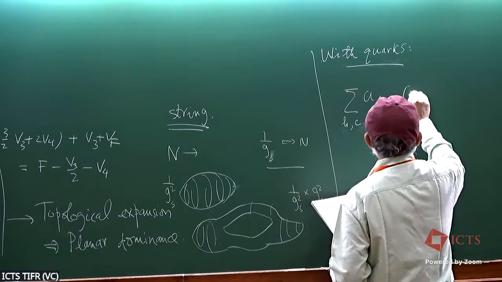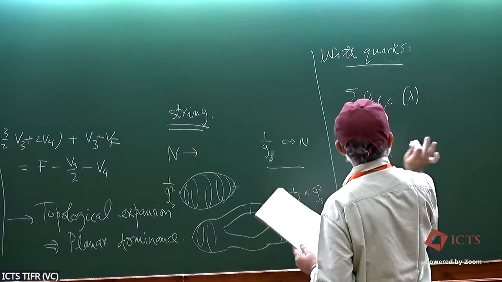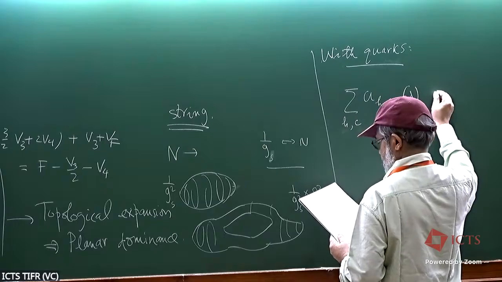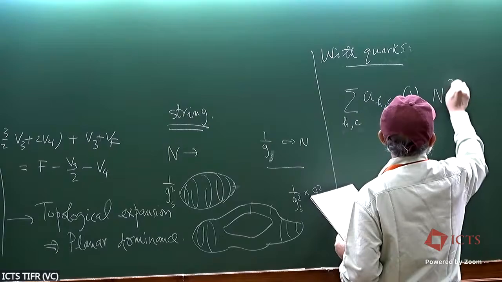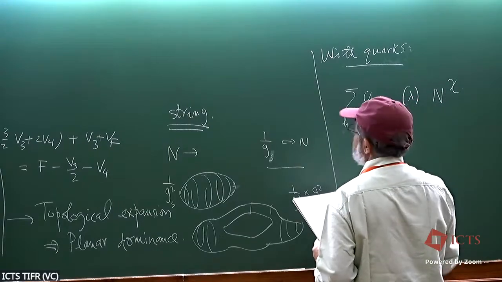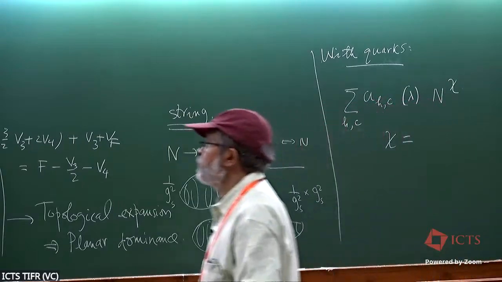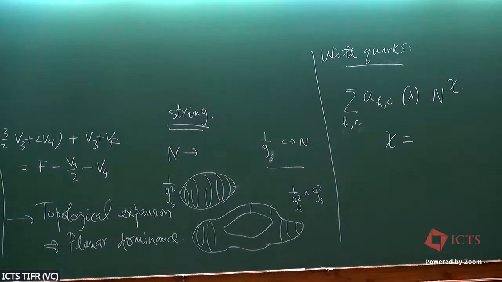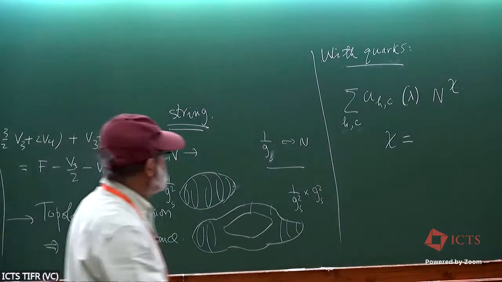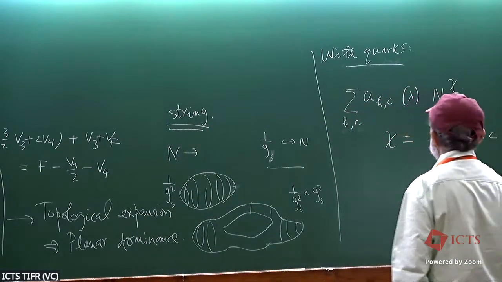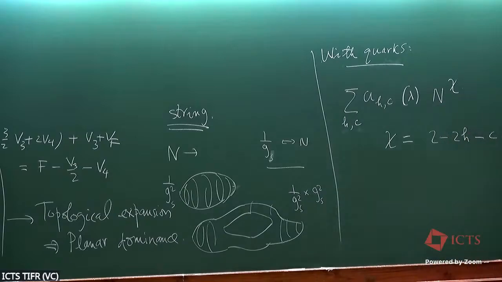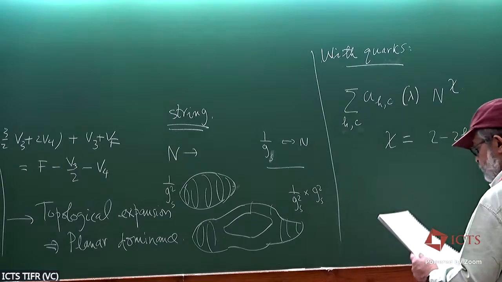So these coefficients are functions of lambda only, and this is n to the power chi again. But now I have to use a modification of Euler's formula for Riemann surfaces with boundaries. For a Riemann surface with boundaries, it's given by 2 minus 2h minus c. Every disk that is cut out will correspond to one subtraction like that. Let me just give you one example.